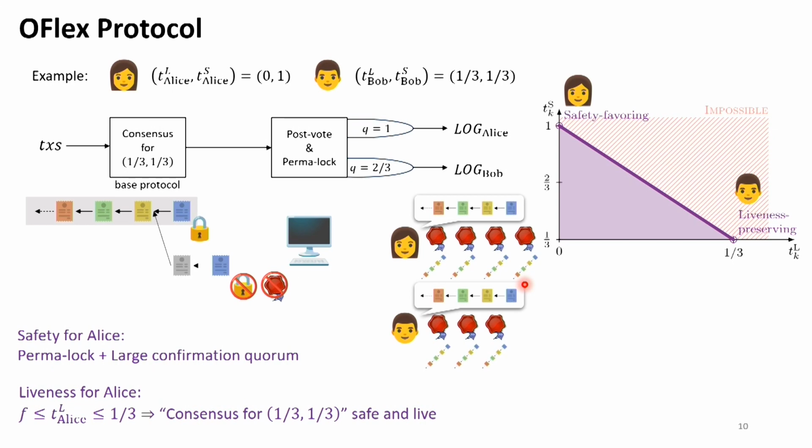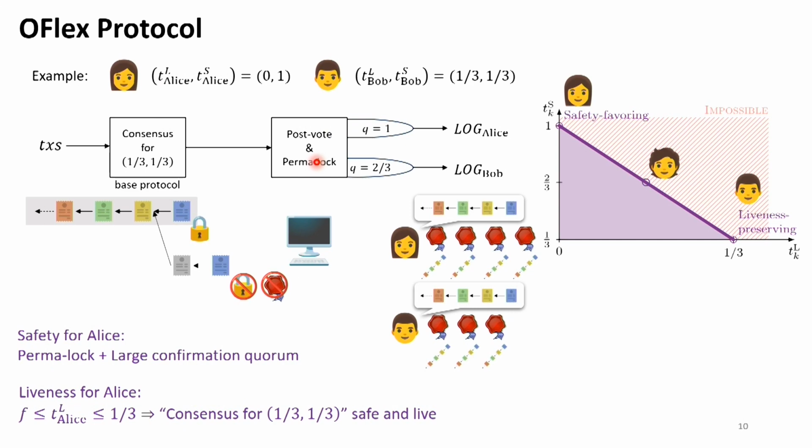And similarly, you can look at liveness. So here in this example, you can note that Alice wants a liveness resilience of 0. So Alice wants liveness only when everyone is honest. And in particular, that means less than 1/3 are adversarial, right? And so the base protocol is already safe and live in that scenario. And so the base protocol never forks like this. So basically, whatever comes out of the base protocol, every honest validator does a post vote on that, and so it preserves liveness for Alice in that scenario. So that's a quick overview of the protocol.